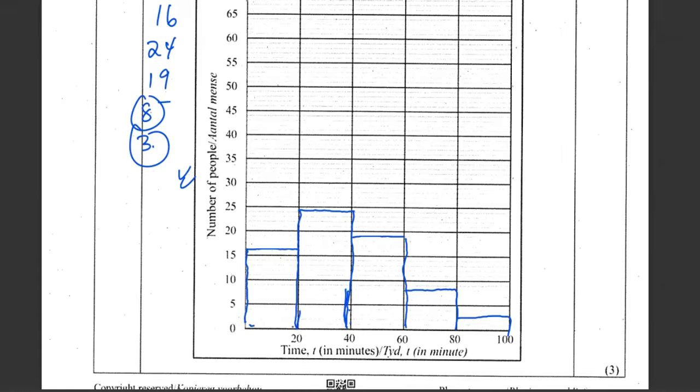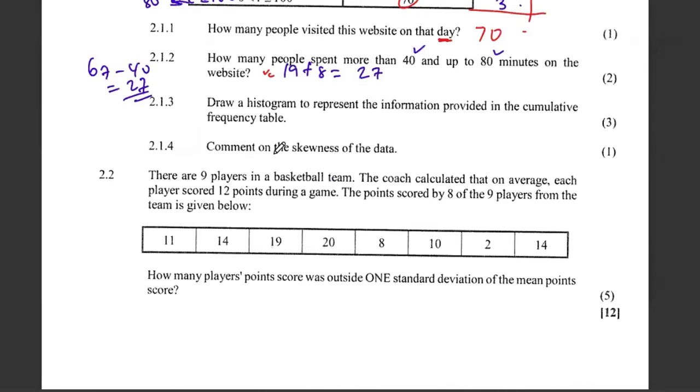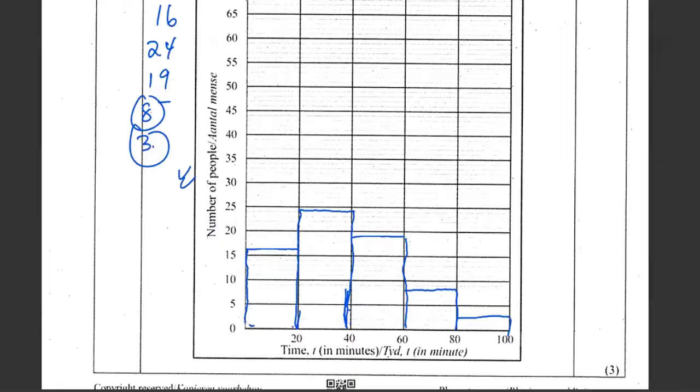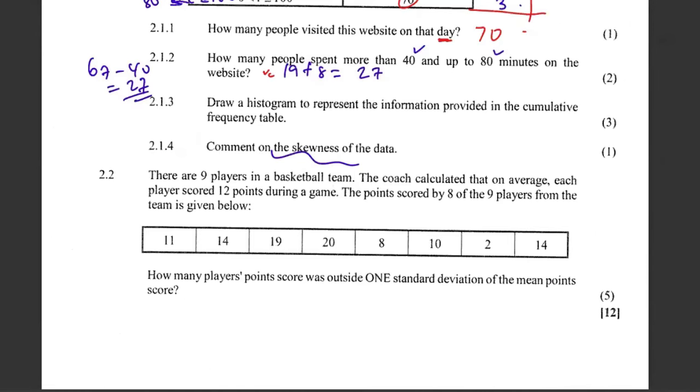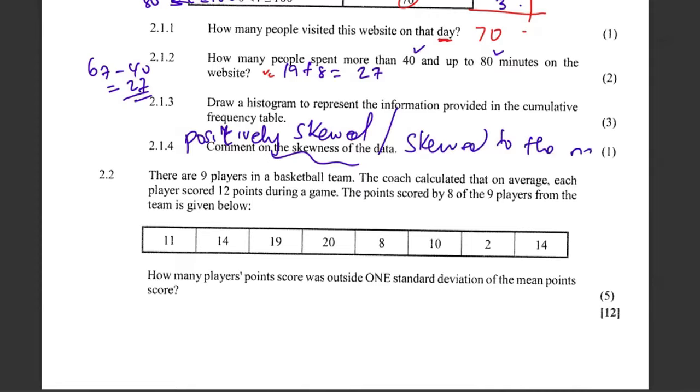Then next, they're telling us to comment on the skewness. So for us to determine the skewness, you need to look at the tallest bar, which is this. And then how many bars are on the left? It's just 1. How many bars are on the right? They're just 3. So meaning that this data is positively skewed. So you can say it's positively skewed, or someone can say it is skewed to the right.